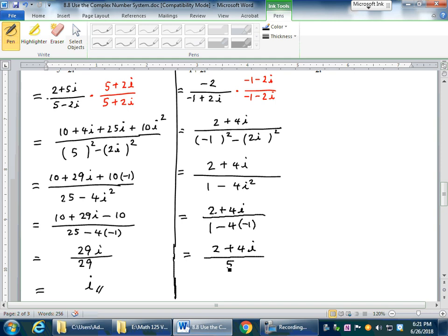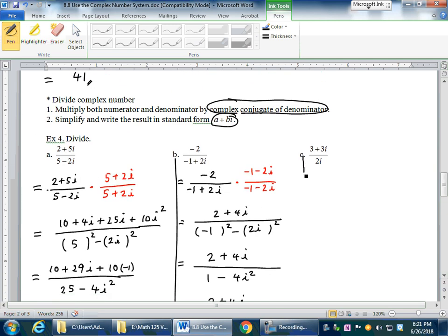Because 1 plus 4 will become 5. So now we need to write it into standard form. So I need to split these fractions this way: 2 over 5 plus 4 over 5i. So notice that we write down a real part and imaginary part separately.